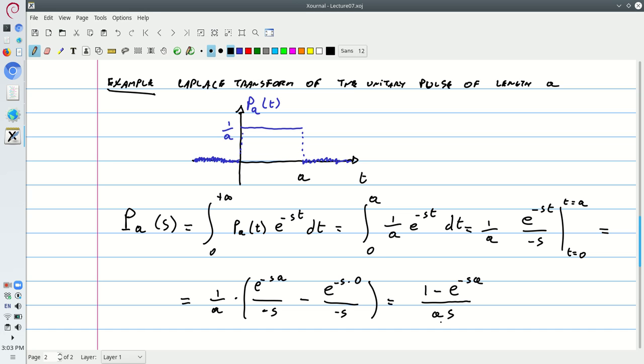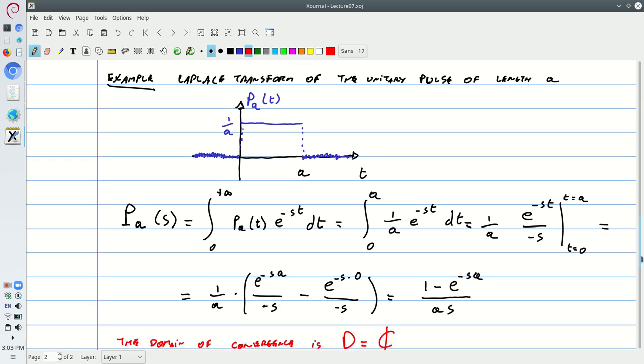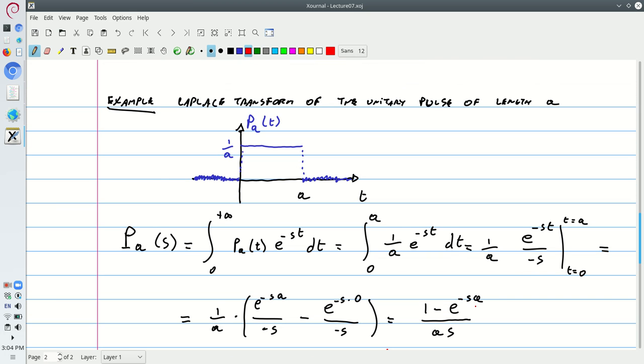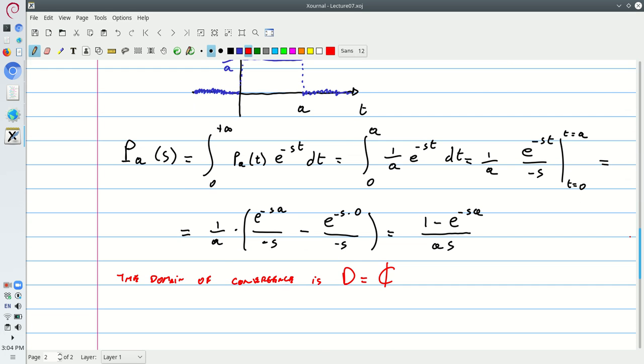Okay, so this is the Laplace transform of the unitary pulse. What is the domain of convergence? In this case, the domain of convergence is all the complex numbers. We have no problems here in terms of convergence. Now, if we neglect the domain of convergence and we make a go to infinity, then in theory we should get the result that we have here. We'll talk about when we can take these limits later. So far we have this case here.